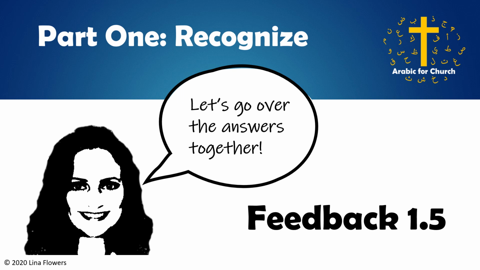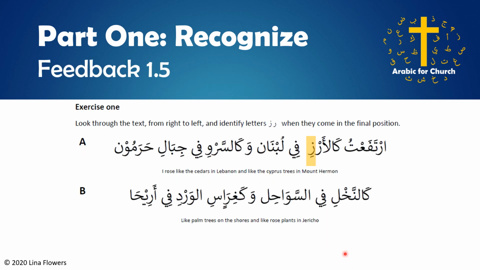Hi, let's go over the answers for practice sheet 1.5. Starting with exercise 1, the letters we're looking for are letters Ra and Zai. This is taken from a hymn we sing to Mother Mary, and it's based on verses from Joshua bin Sirach. So let's see if we can recognize any of the letters in the final position.